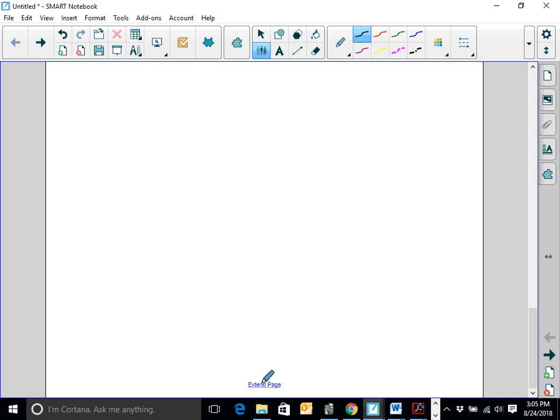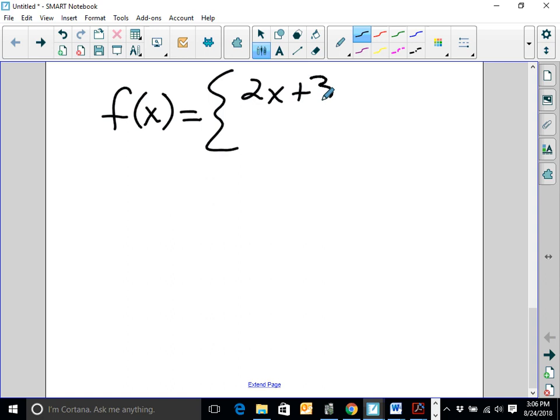Take a look at this setup, f of x. We got 2x plus 3 on top for x less than 1. We've got ln x plus c for x greater than or equal to 1. So again, I want to choose what value for c makes f continuous.